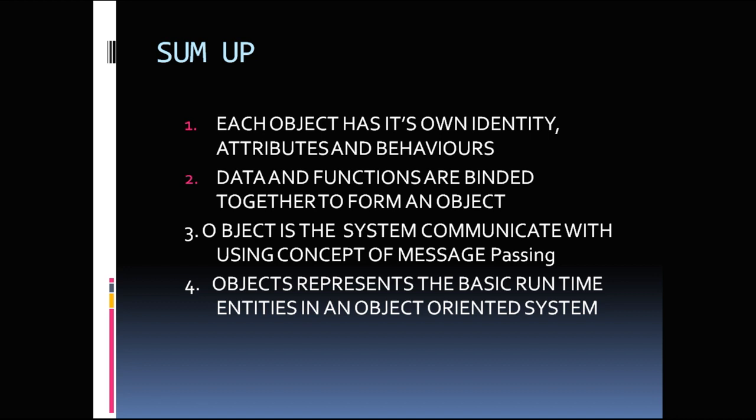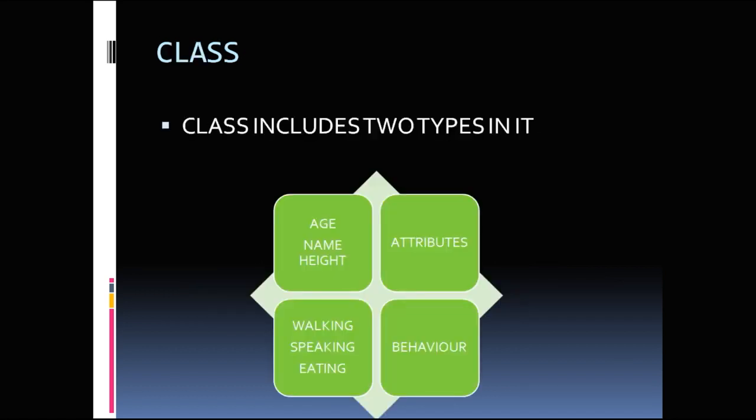Objects communicate in the system using the concept of message passing. As I told you, it's a bottom-up approach in this system. So objects are always declared at the bottom of the program, which is known as the main function. Okay. So what is a class? Class includes 2 types in it. We can say the class is divided into 2 types.